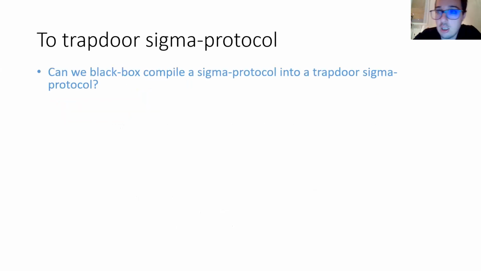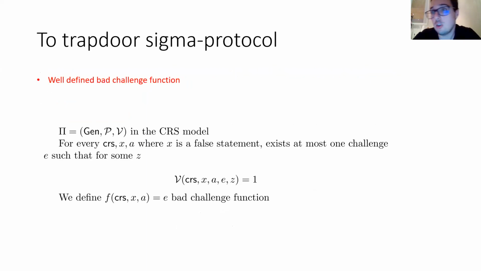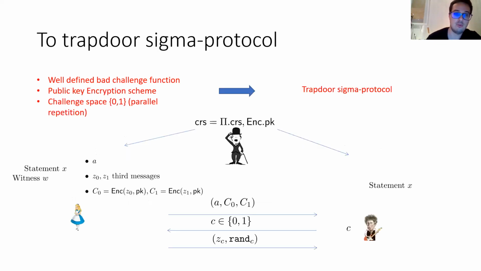Moving on, I'll show how we define a compiler to add the trapdoorness property to any sigma protocol. Well, first of all, it's not really any sigma protocol, but only sigma protocols for which this property makes sense. So there has to be, as we said, a well-defined bad challenge function that associates each triple of CRS, false statement X, and first message A to its unique bad challenge. Using a public key encryption scheme and restricting the challenge space to {0,1}, we have defined this compiler.